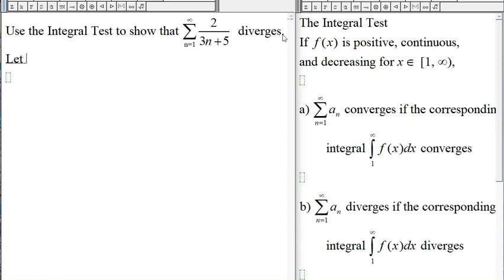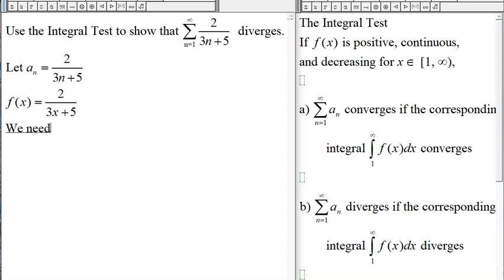So let a sub n be 2 over 3n plus 5. Then the corresponding continuous function is the function 2 divided by 3x plus 5. And if we look at the graph where we checked it, we can see that this function is positive on the interval from 1 to infinity, and it's continuous. And if we look at the graph, we'll see that it's decreasing also.